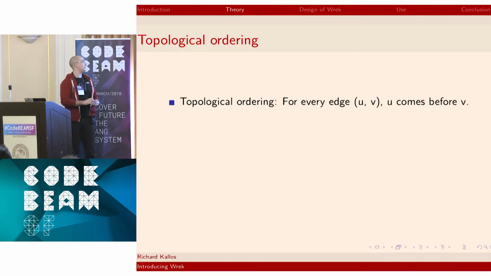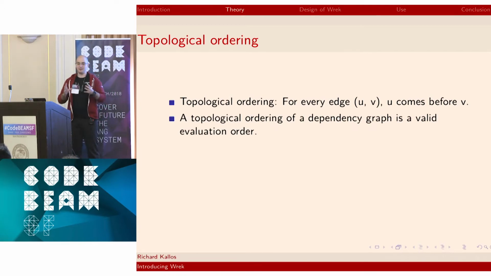So I've said topological ordering a lot of times. Topological ordering in a directed graph imposes a partial ordering. It states that for every edge from U to V, U comes before V. And so one dependency graph may have several different valid topological orderings. But what's important to know is that a topological ordering of a dependency graph is a valid order of execution.